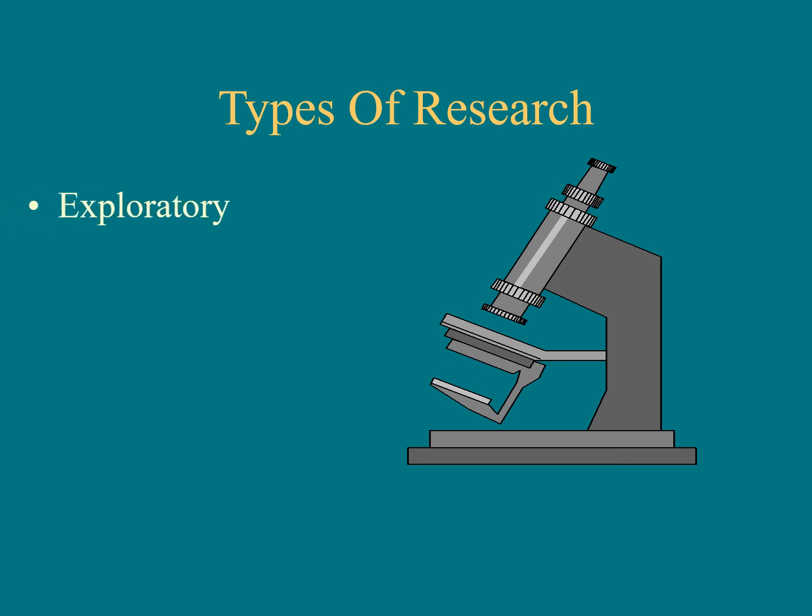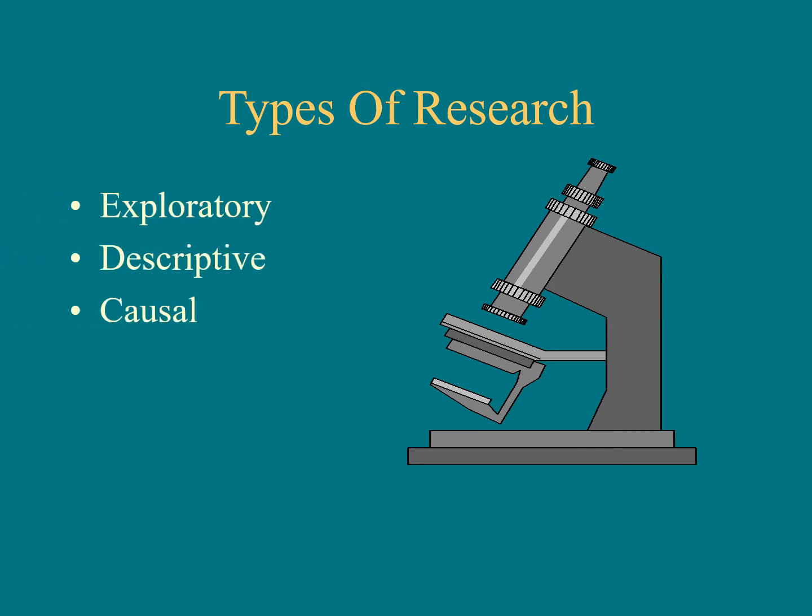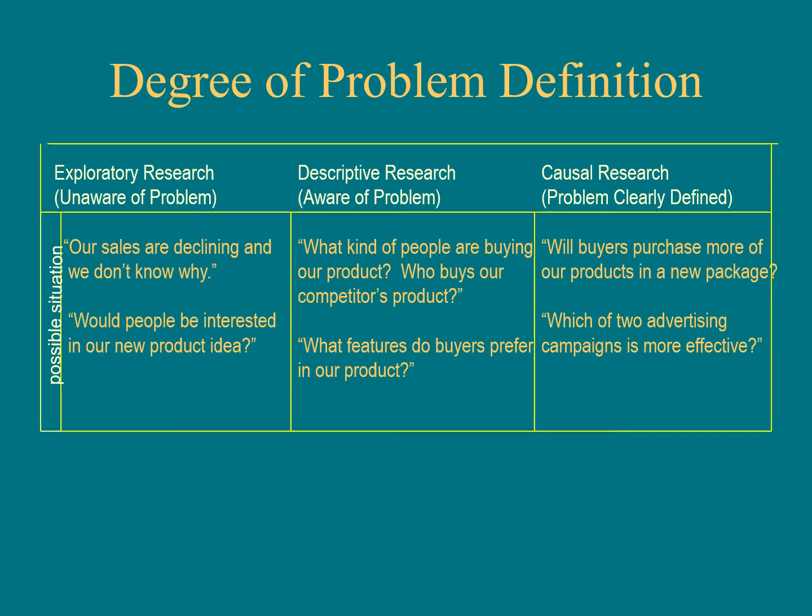Types of research: exploratory, descriptive, and causal. There are basically three types: exploratory, descriptive, and causal. I will explain one by one. But first, the degree of problem definition. We need to understand where exploratory research is needed, where we have to take advantage of descriptive research, and when causal research is being conducted.